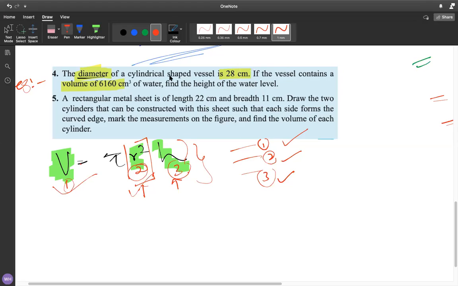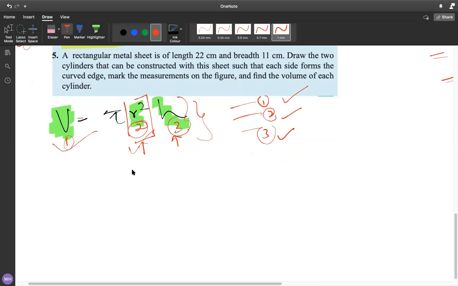Okay, girls and boys, have you done this fifth one? Here it says a rectangular metal sheet of length 22 centimeters and breadth 11 centimeters is given. Draw the two cylinders that can be constructed with this sheet such that each side forms a curved edge. Mark the measurements of each figure and find the volume of each of the cylinders.